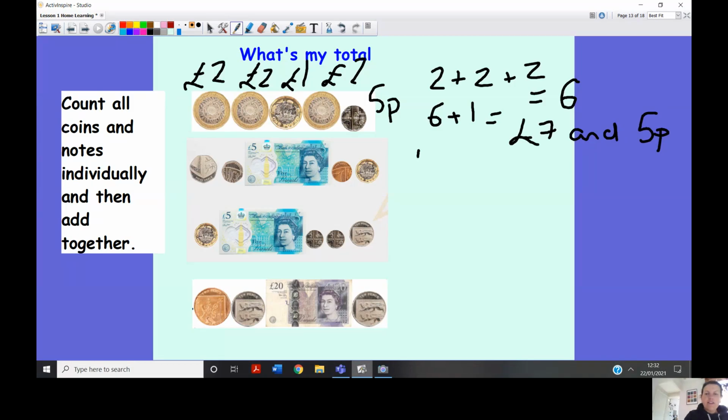So I'm going to add them all together separately. 5 add 1 is equal to 6, which means I have £6. And how many pence do I have? I have 1 add 50 is equal to 51. Add another 20. I can do that in my head, I think. 51 add 20 is equal to 71. So I have £6 and 71 pence. So let's write that there.